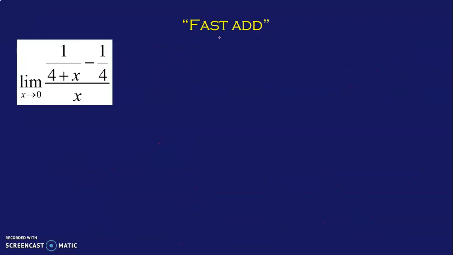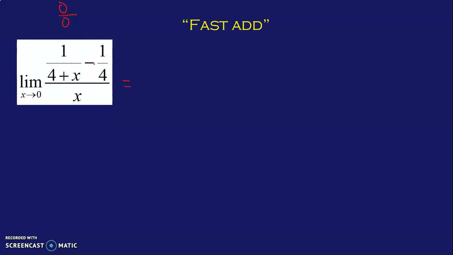All right, fast adding is a way to add fractions together, and you don't have to worry about getting the common denominator. So in order to simplify this fraction, and again, if I plug in 0, I'd have 1/4 minus 1/4, so 0 on the top, 0 on the bottom, indeterminate form. So there's going to be a hole. I need to figure out where that hole is, and that'll tell me what the limit is.